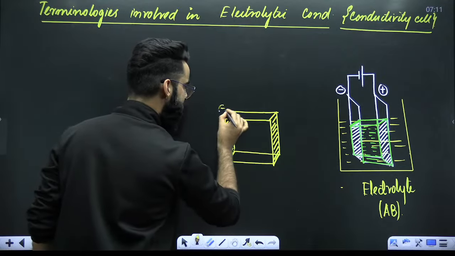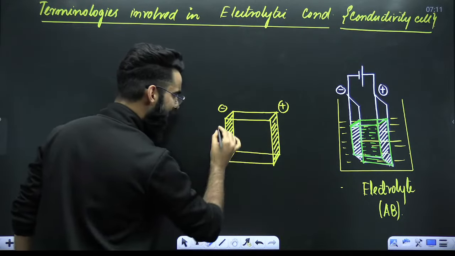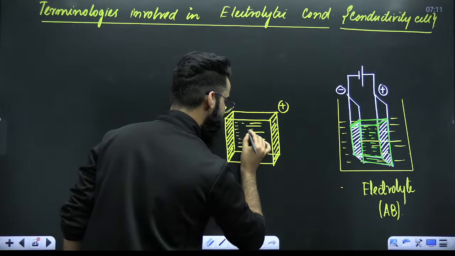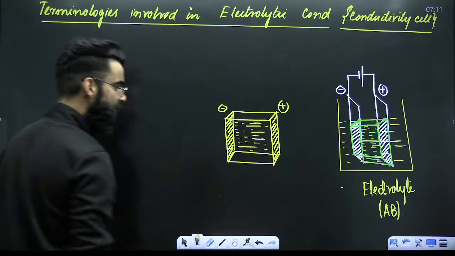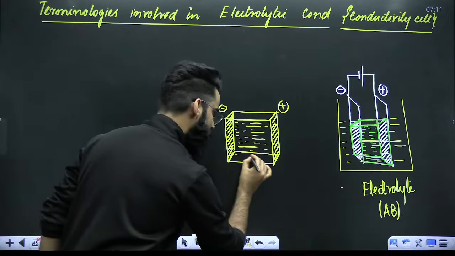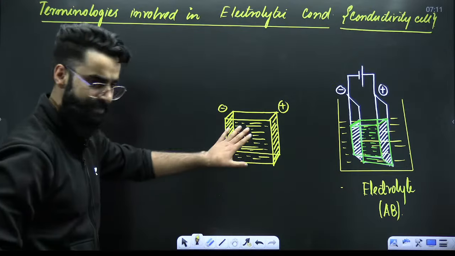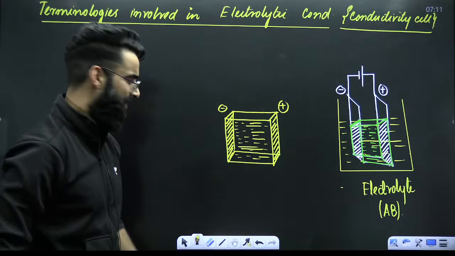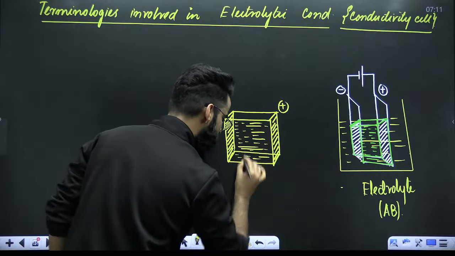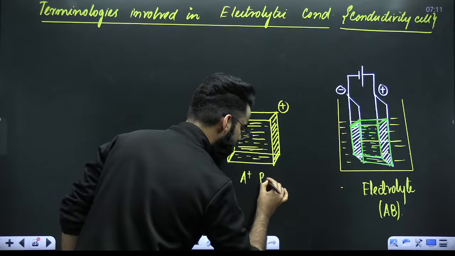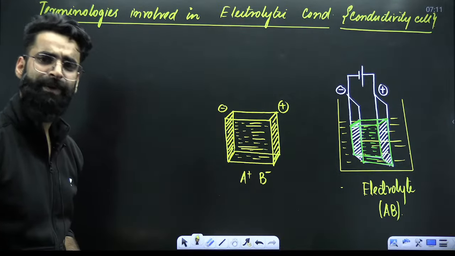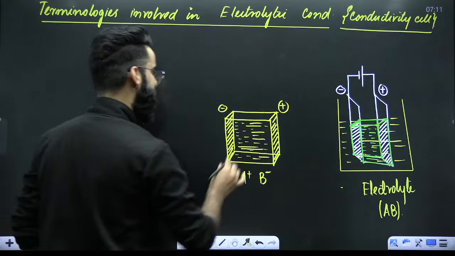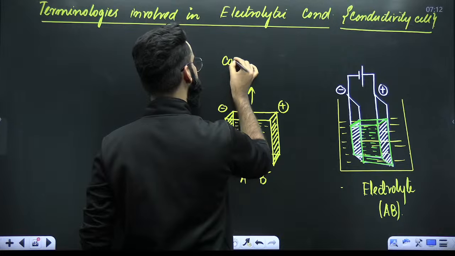This electrode carries negative. This electrode carries positive. And in between these electrodes, what do I have? I've got a solution which contains an electrolyte. In this cube, you've got an electrolytic solution. Perfect. Which electrolyte had I taken? AB. So basically, in this cube, what you will find? You will find A positive ions and B negative ions. First of all, my dear students, this particular cell which I made over here is something which I call as conductivity cell.